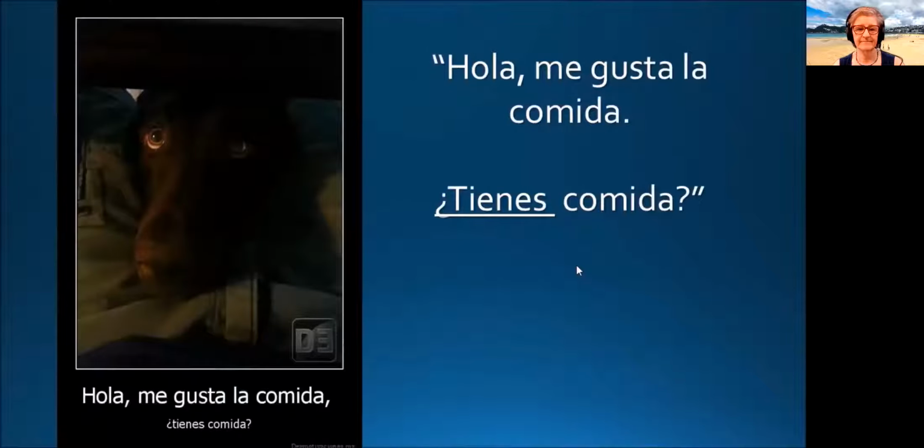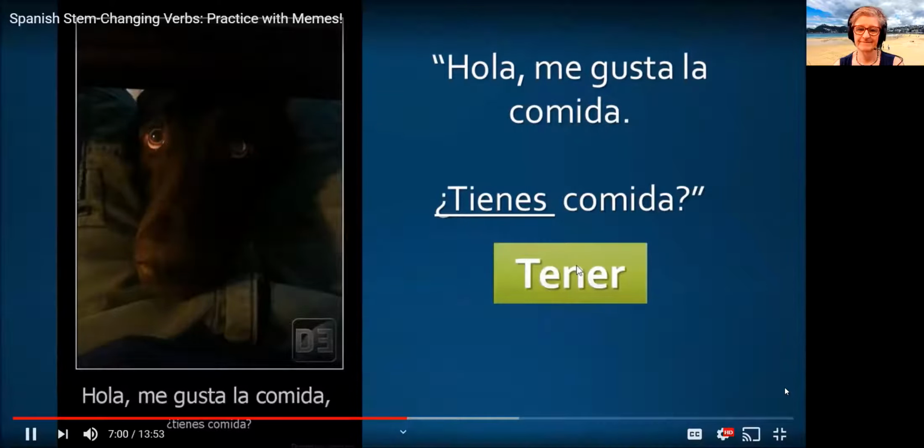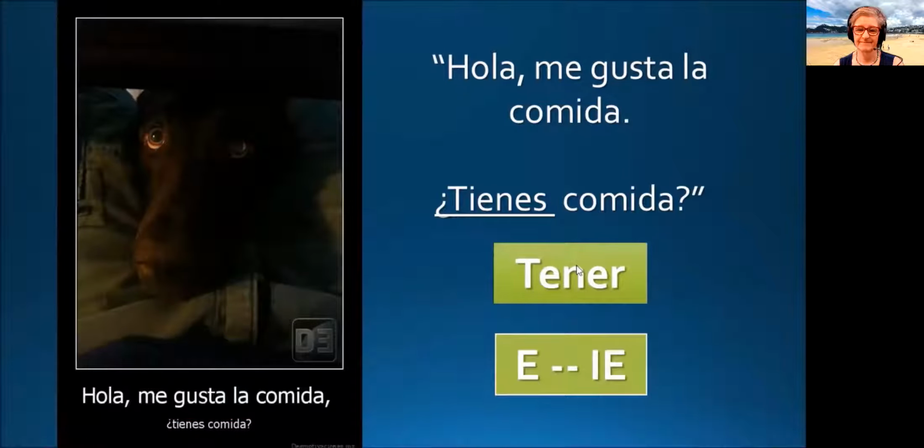Hola, me gusta la comida. Hi, I like food. ¿Tienes comida? Do you have food? ¿Qué es el infinitivo de tienes? Tener. So another example of an E to IE stem change, tener, tú tienes. ¿Tienes comida? Do you have food?